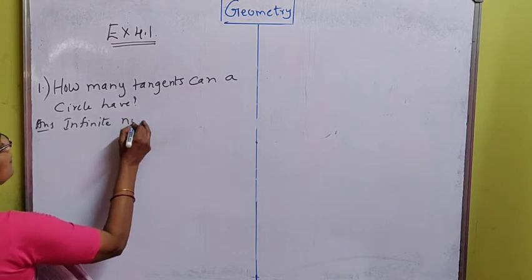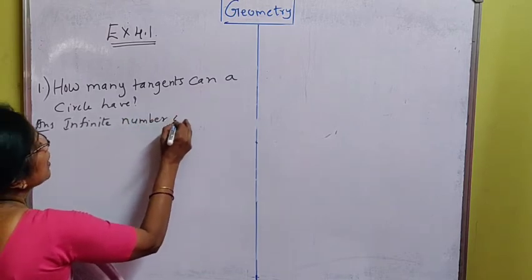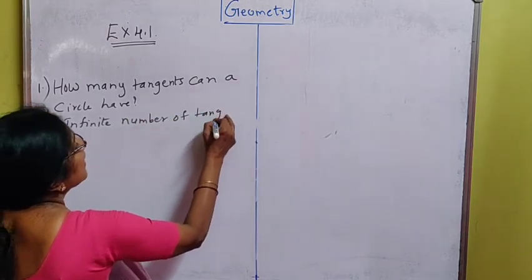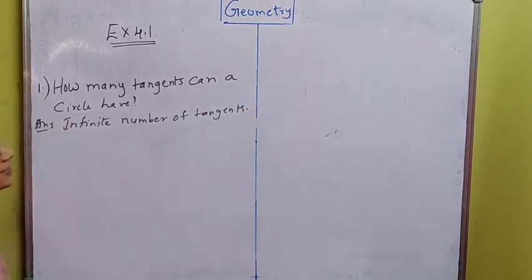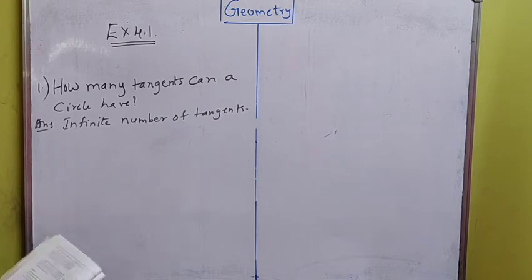Infinite number of tangents. So how many tangents can a circle have? A circle can have an infinite number of tangents.